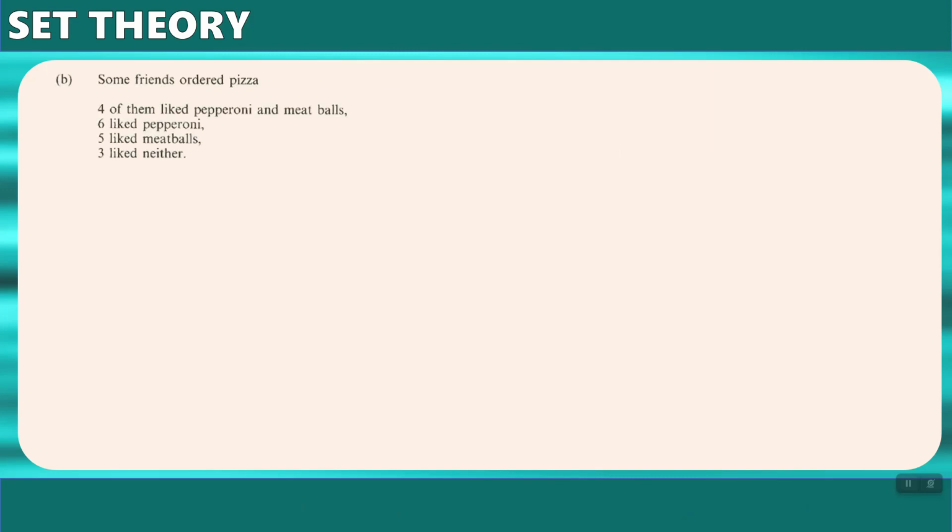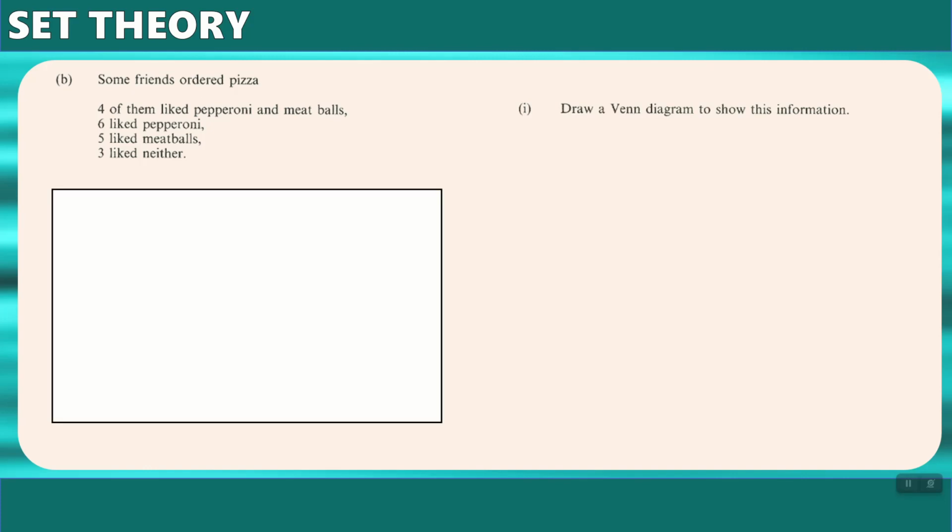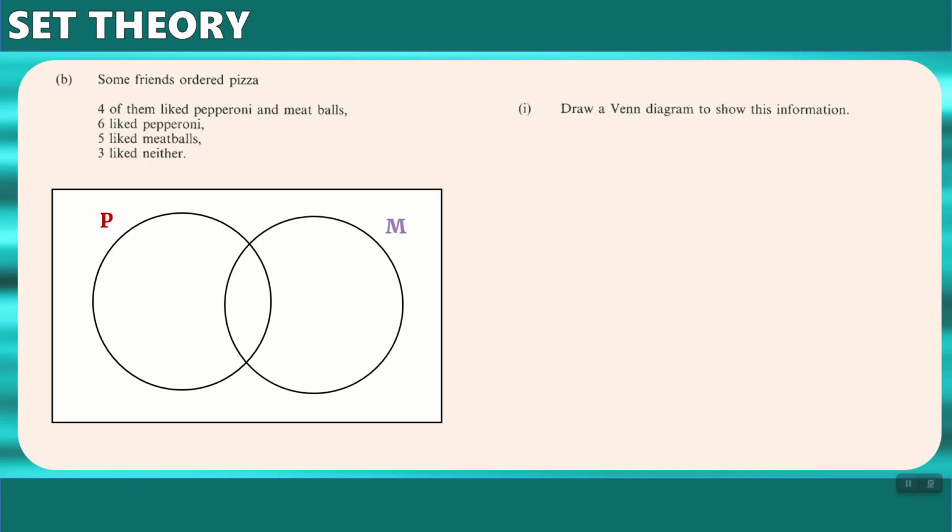Part B says some friends ordered pizza. 4 of them like pepperoni and meatballs. 6 like pepperoni. 5 like meatballs. And 3 liked neither. So the first part says draw a Venn diagram to show this information. We can see that the only 2 items in the question talk about pepperoni and meatballs. So here's the Venn diagram. And here's one circle we will call P for pepperoni. And the other circle we draw is M for meatballs. And we cause them to intersect like this because we know a part of the question says 4 of them like pepperoni and meatballs. So the 2 sets will likely share something in common. Let's see how that works.